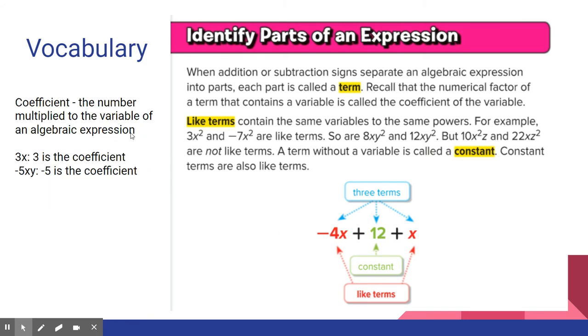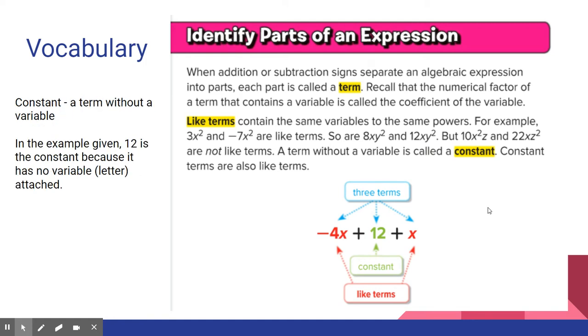Coefficient, the number multiplied to the variable of an algebraic expression. 3 is the coefficient of 3x. Negative 7x squared, the coefficient is negative 7. 3x, 3 is the coefficient. Negative 5xy, negative 5 is the coefficient. So again, we need to be able to speak the same language. Know what the coefficient is when we talk about coefficients. The constant, a term without the variable. And in the example, 12 is a constant and has no variable or letter attached.